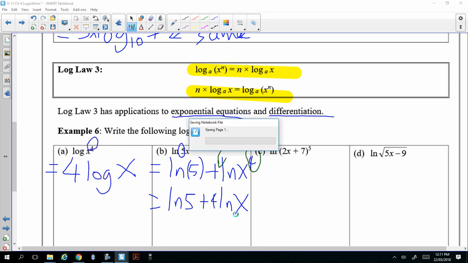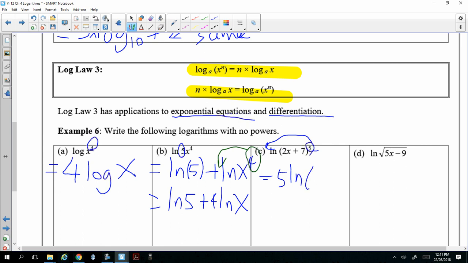How about the next one? Now, next one, notice that there's a bracket. If there's a bracket, you can pull it down. See the difference between B and C? I can't take the 4 down, but I can take the 5 down because there's a bracket. So that means I could write 5 ln 2x plus 7. Okay, good.